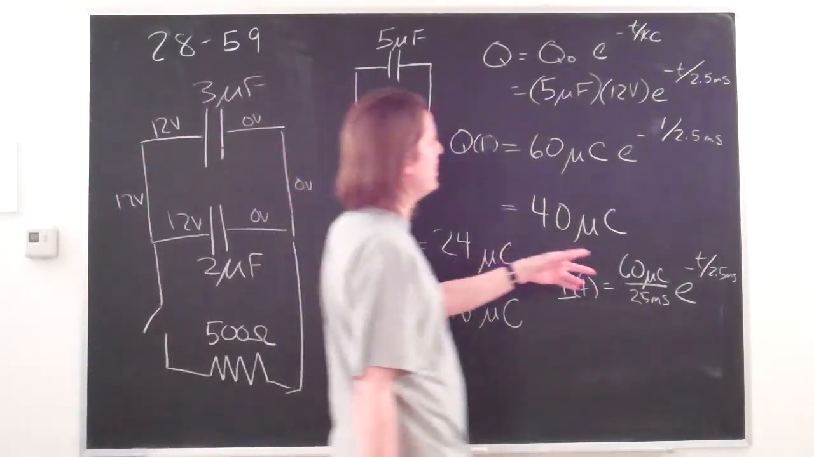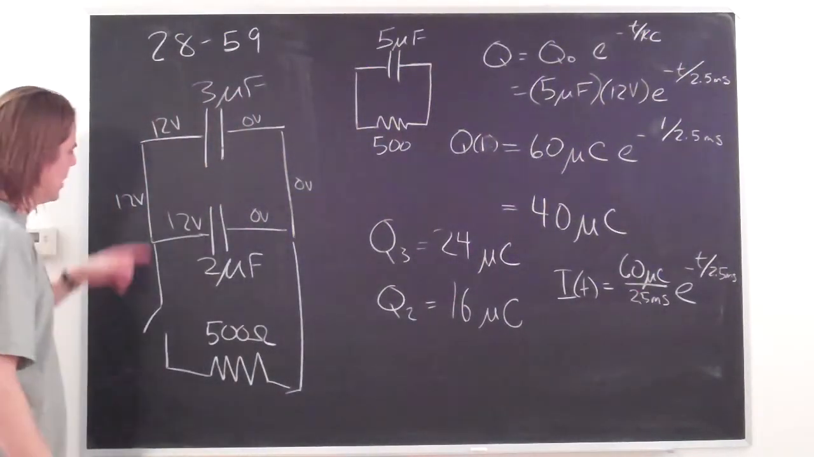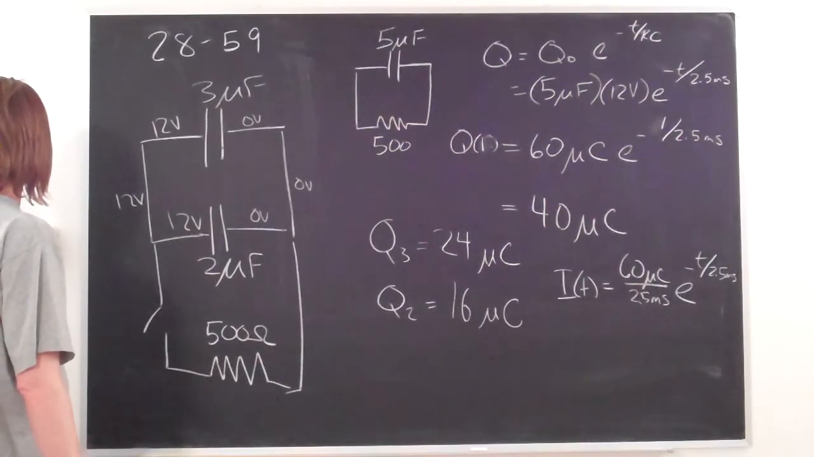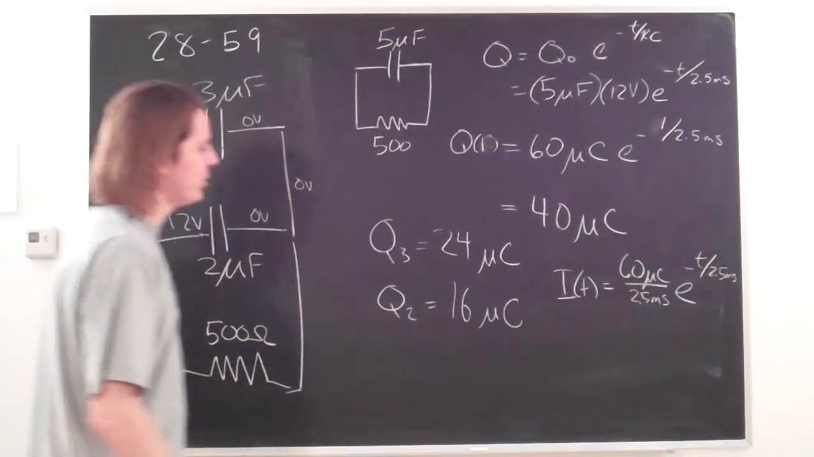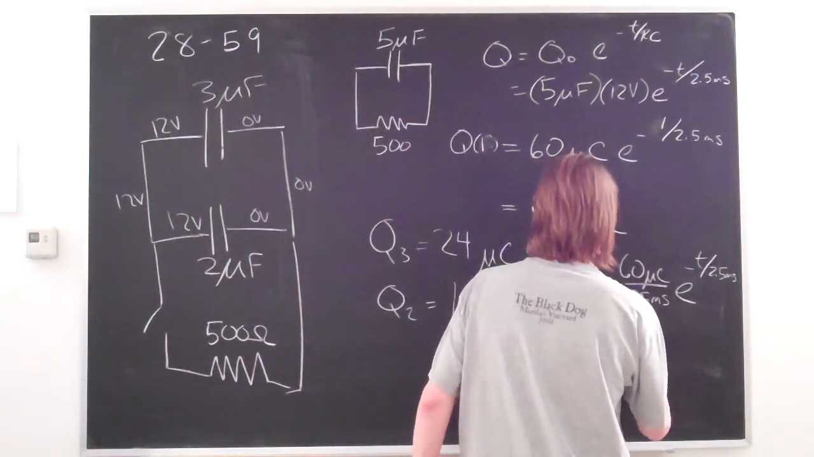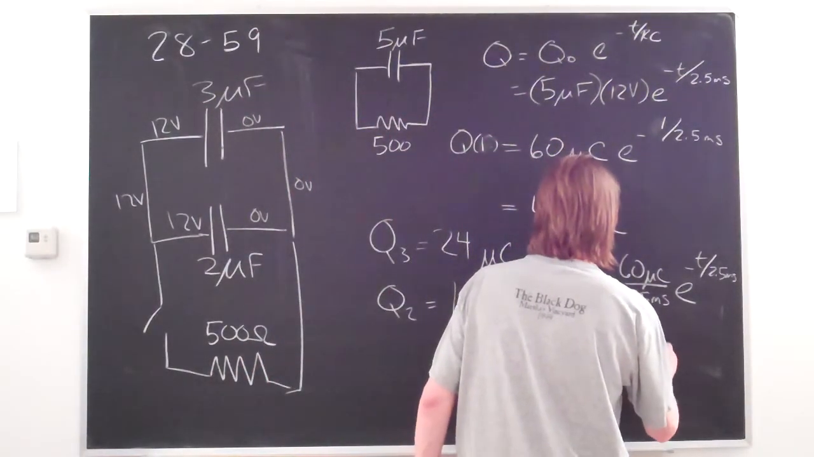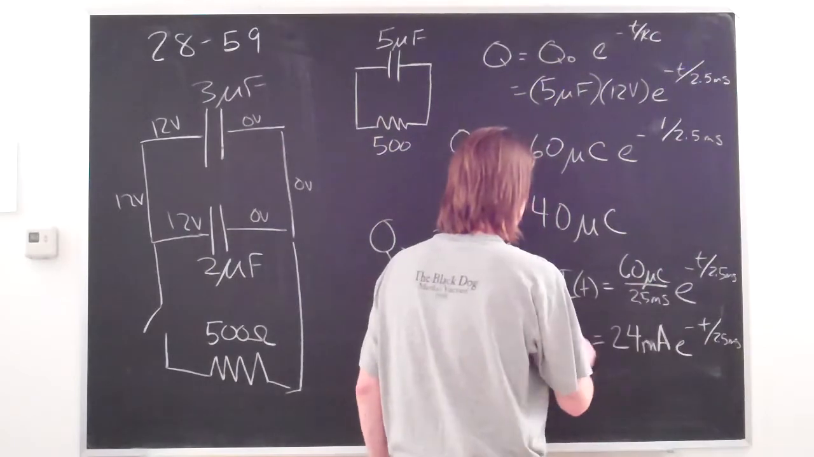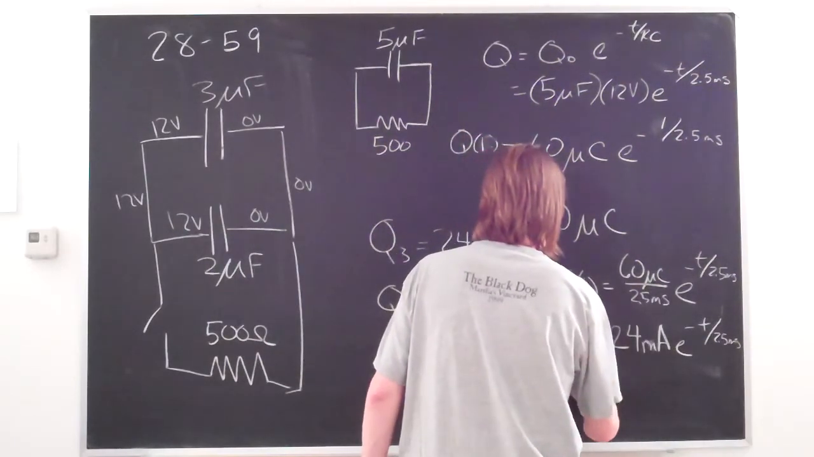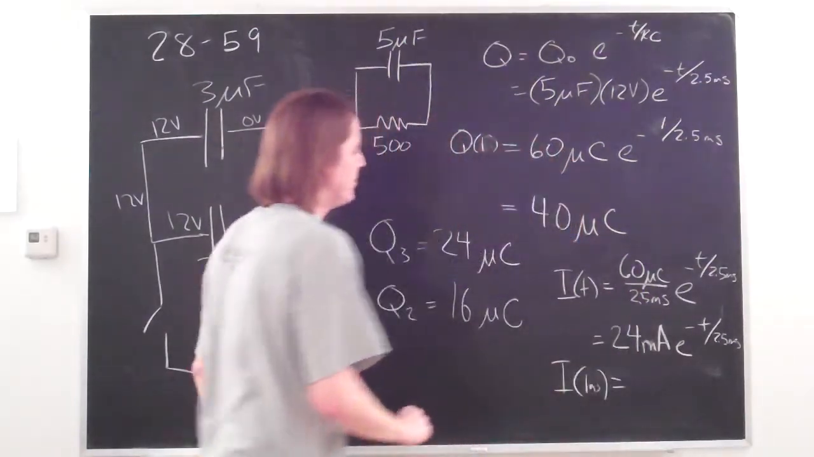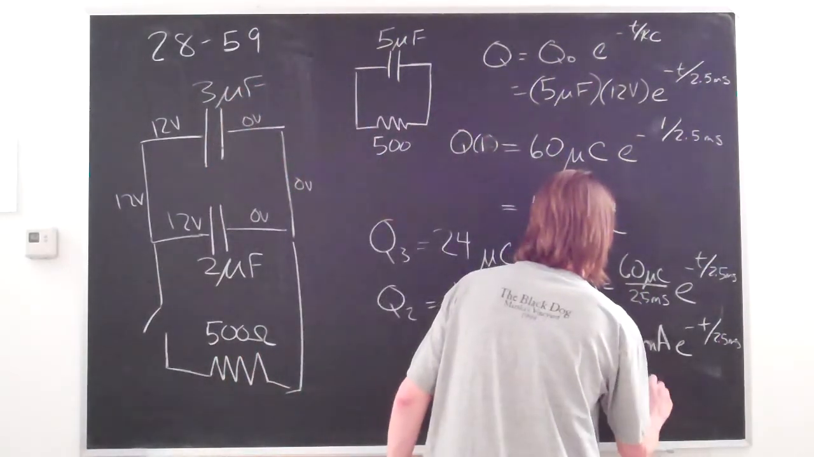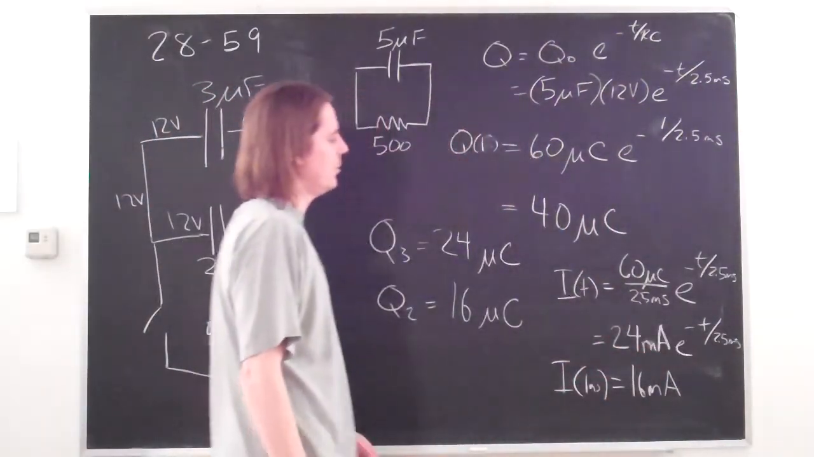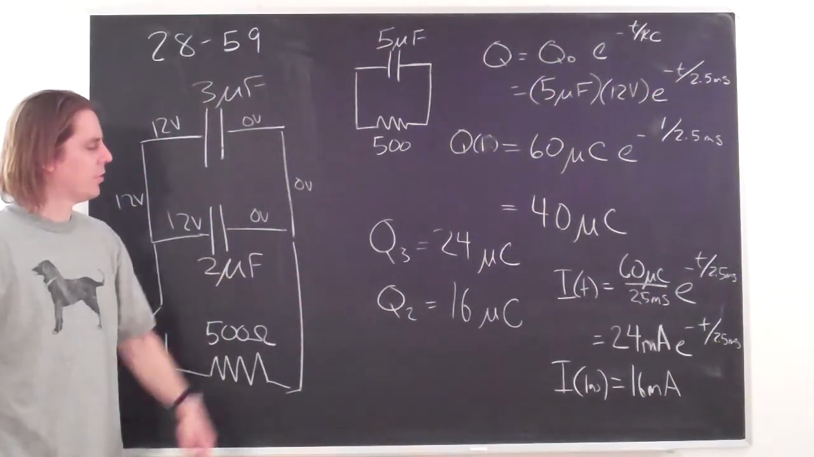Of course, this should come out to just be the initial current, which should also be 12 volts divided by 500 ohms. It should give the same thing. If you do that, you get 24 milliamps. So 24 milliamps times e to the minus t over 2.5 milliseconds is I of t. I at 1 millisecond, just by plugging in 1 right here, comes out to be 16 milliamps. And that's all three: the charge and the current at 1 millisecond.